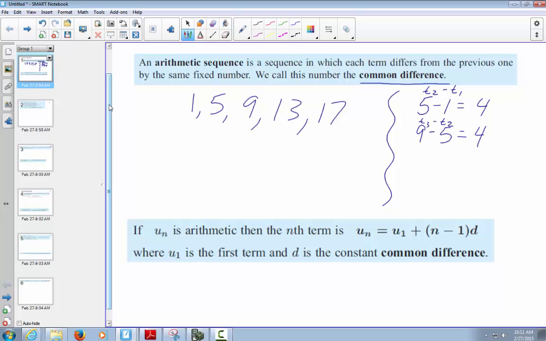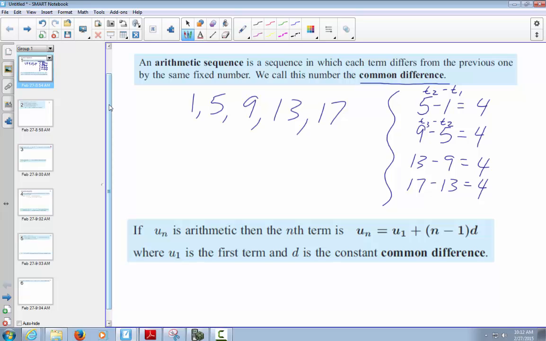So sequential terms in the sequence will have a difference, a common difference. 13 minus 9 equals 4. 17 minus 13 equals 4. As you can see, this does have a common difference. In this particular situation, you end up with what's called an arithmetic sequence.